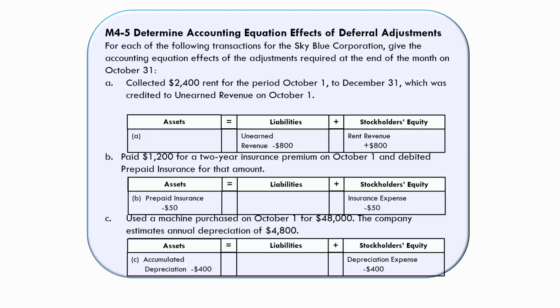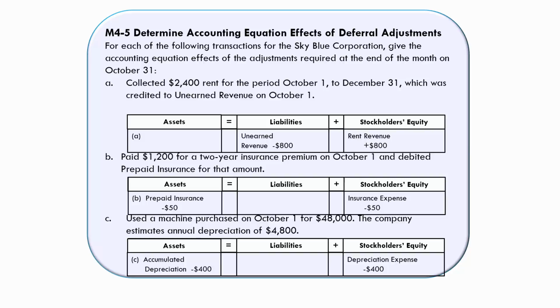When you look at this and you use the accounting equation effects, what you really need to think about here is the stockholders' equity side in the transactions. In the first one, rent revenue, it says plus $800 for stockholders' equity. I want you to start thinking about this stockholders' equity as retained earnings. So retained earnings would be going up by $800 in the first one. Retained earnings would be going down by $50 in the second one, and retained earnings would be going down by $400 in the last one.